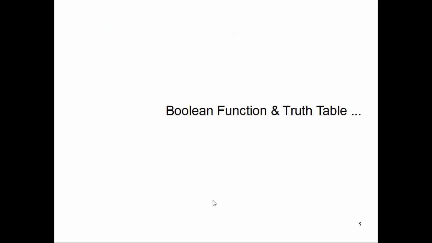Now let's look at Boolean functions and truth tables.